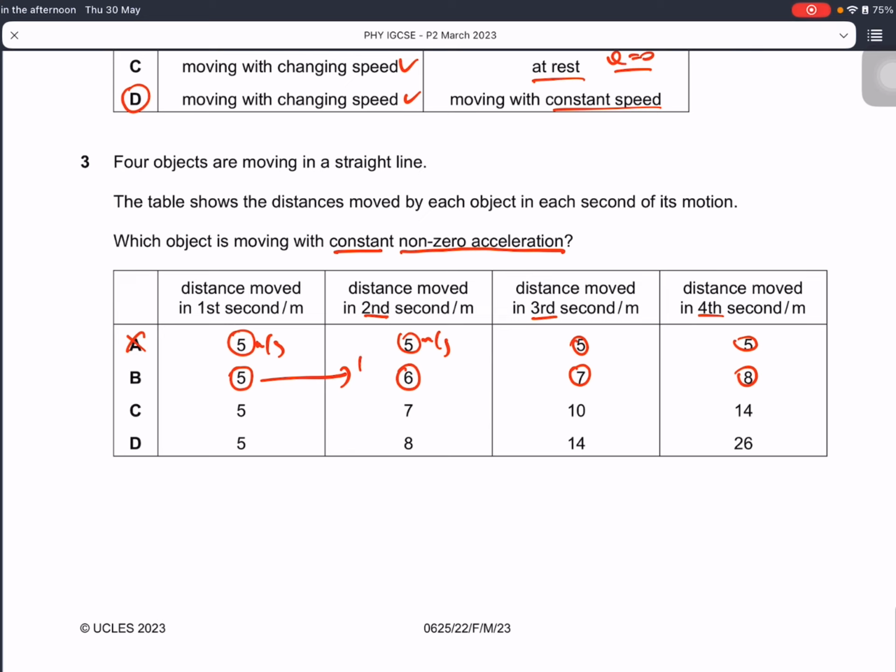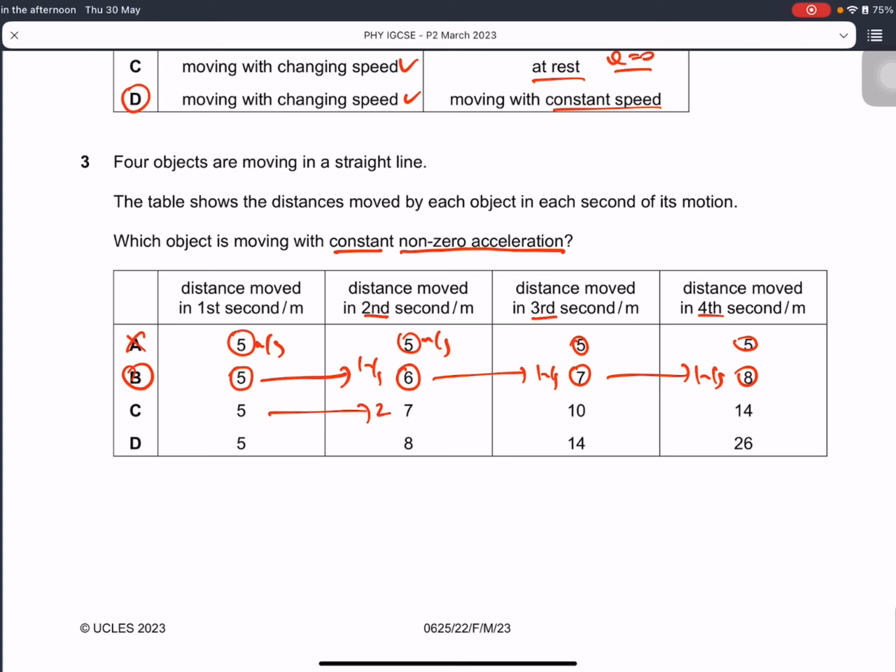So the change is going to be 1 meter per second basically. Then again 1 meter per second, again 1 meter per second. That's what I mean actually. It's going with non-zero change and it's going to be constant change. Yeah, 1, 1, 1 each time. So the correct answer is B actually.